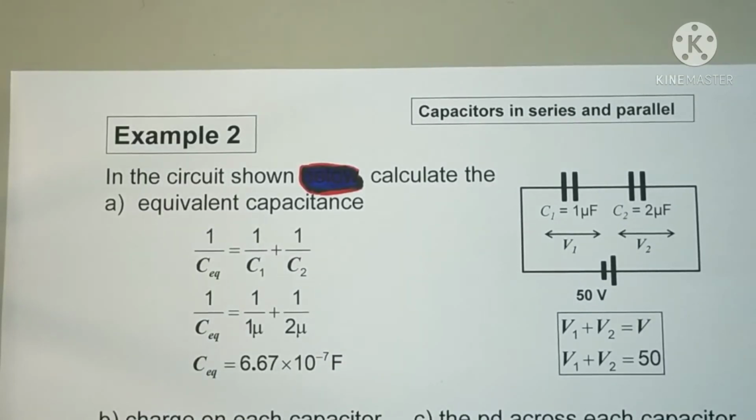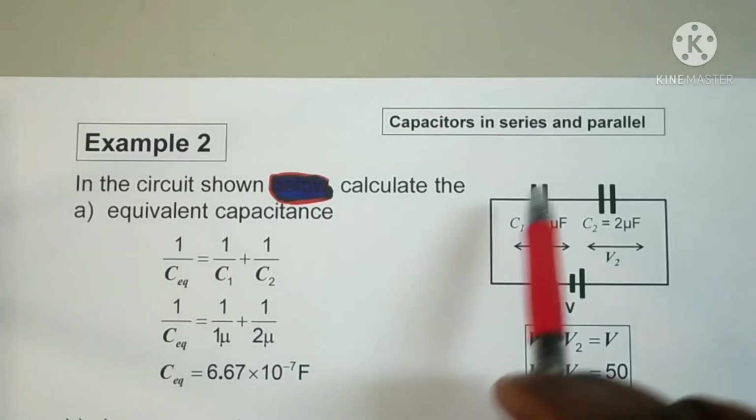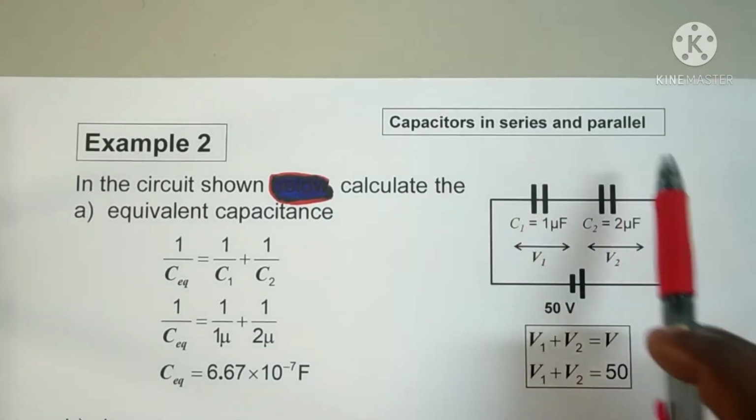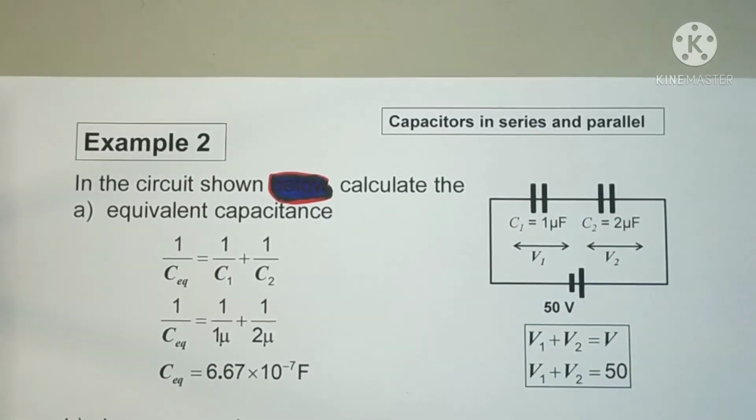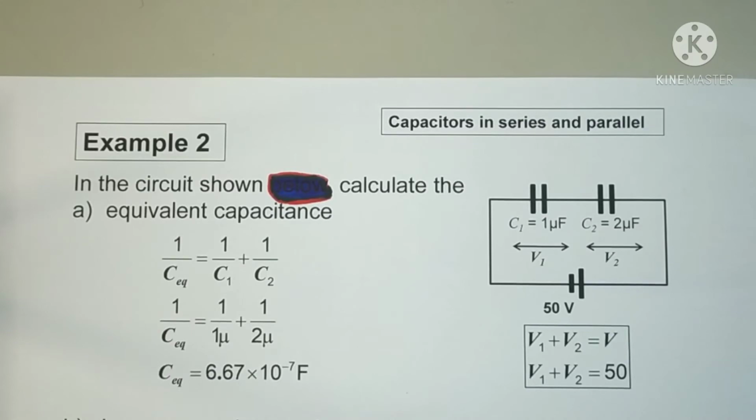Let us see another example, example 2, in the circuit shown below. Let us see another example where the two capacitors are connected in series. The connections are in series because there is no junction at all in the circuit, like what we have seen in example 1. So the equivalent capacitance will be in reciprocal form, where we substitute all the possible values into this equation to get C equivalent as 6.67 times 10 to the power of negative 7 farad.